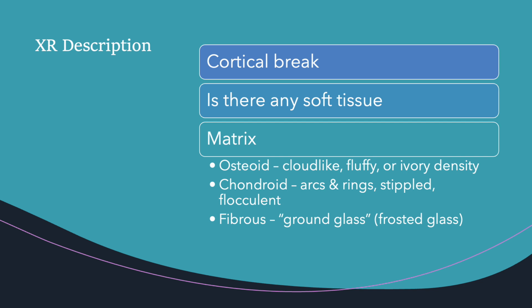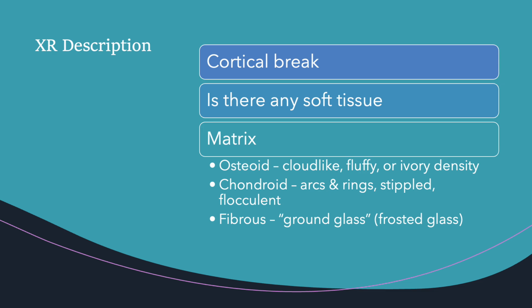For the matrix, the possible answers are osteoid, chondroid, or fibrous. Some matrix can be seen clearly on an X-ray. Others commonly will be seen only through a microscope. If we don't have any matrix, you will not appreciate any matrix on X-ray. The answer is none, no matrix at all. If we have osteoid, we have cloud-like, fluffy, or ivory density. For chondroid, it appears as arcs and rings, stippled or flocculent. We have ground-glass for fibrous.